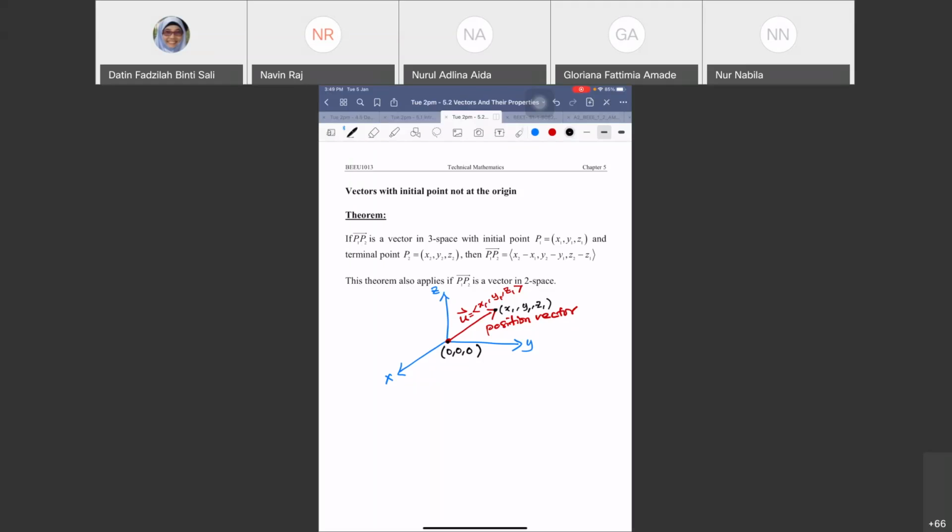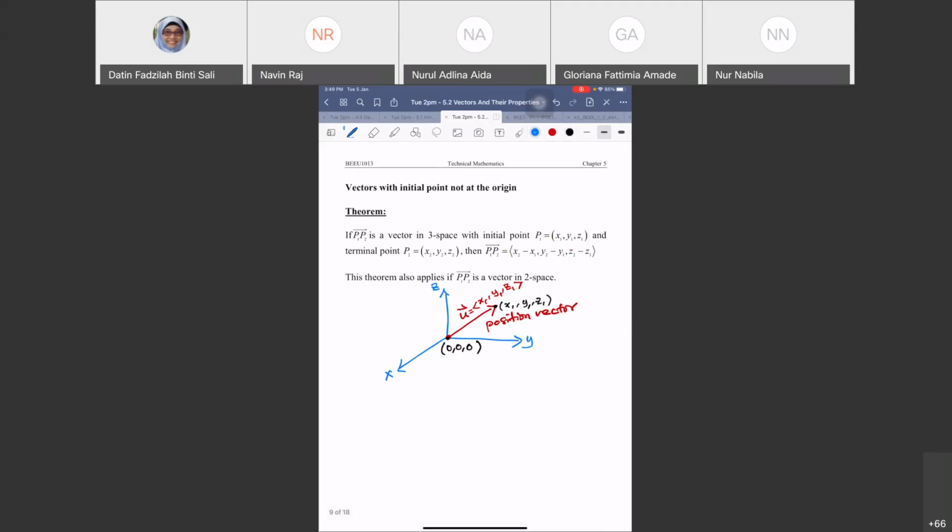Okay. Now, from this theorem, it mentioned that if you have P1, P2 as a vector in 3-space with initial point P1 at x1, y1, z1, and terminal point P2 at x2, y2, z2, then the vector P1P2 equals this. This is how you come up with the component vector for a P1P2 vector in which the initial point is not at the origin.